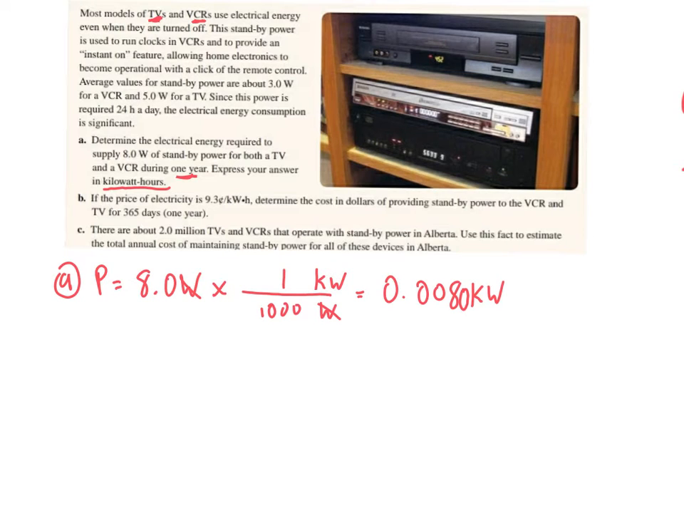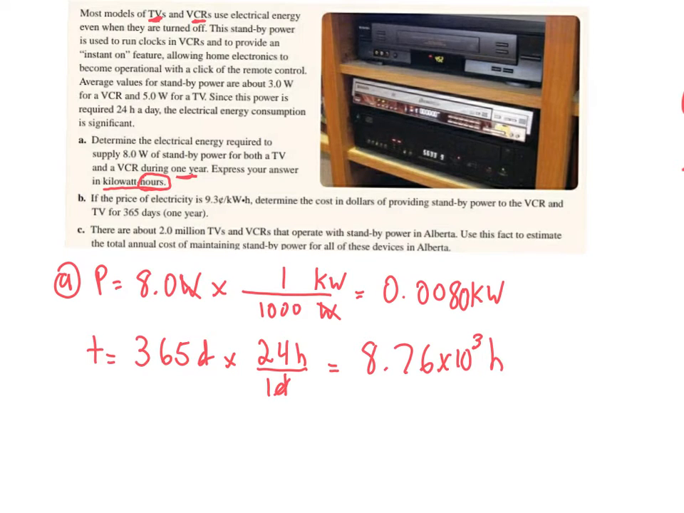So the next thing we have is the time. For the time, we're going to assume this is not a leap year. We're going to assume 365 days in a year. But of course, we need to be in hours. So how many hours is in 365 days? Well, there's 24 hours in a day. So 24 hours in one day. The days cancel out, and we are left with 8.76 times 10 to the 3 hours.